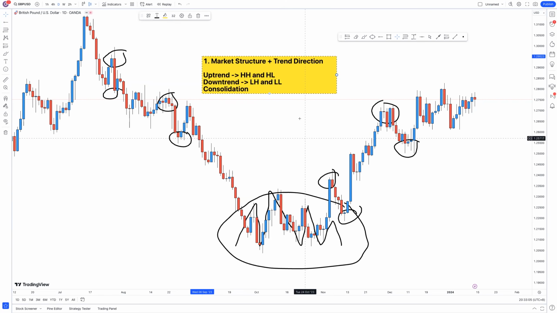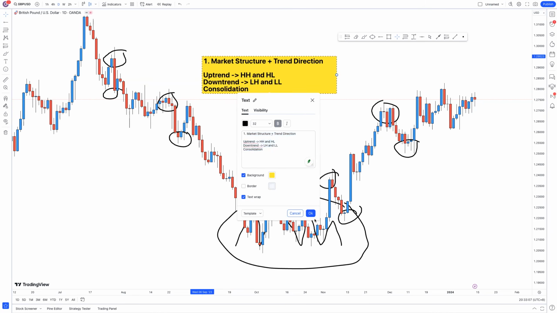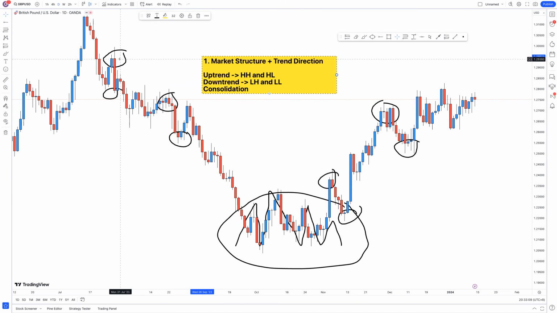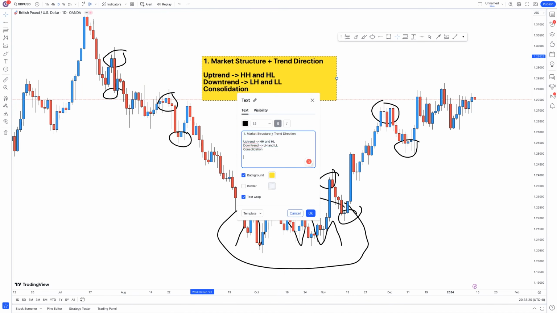So how do you know when price is going to reverse, right? Like what happened over here. Price reversed from a downtrend to an uptrend. How do you know that it's going to happen? And how do you predict that it's going to happen? Next concept is what I call the break of structure.